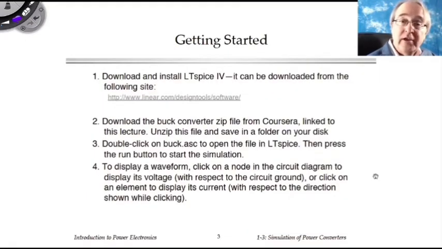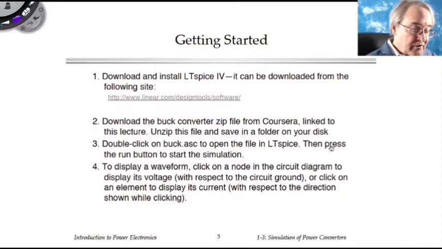To get started, what you should do is follow this link to the LTspice website, and from there you can download free copies of the software, either for the Windows operating system or for the Macintosh operating system. From this Coursera website you can also download a zip file containing the buck converter circuit files for this example. When you've done that, you can double click on this file buck.asc, which will open the file in LTspice, and that file contains the circuit schematic.